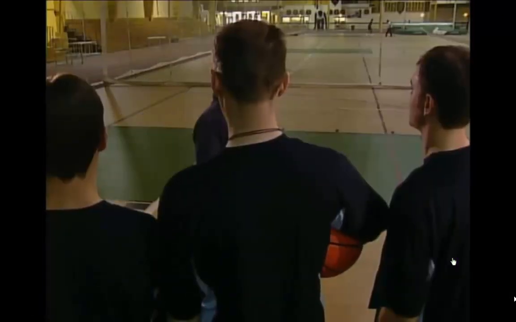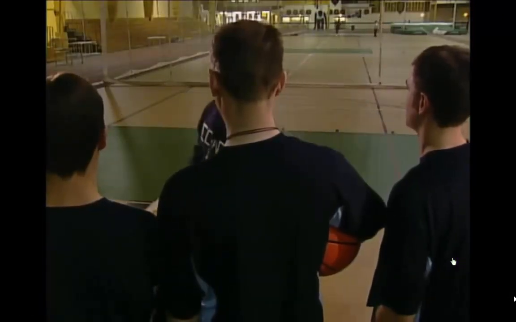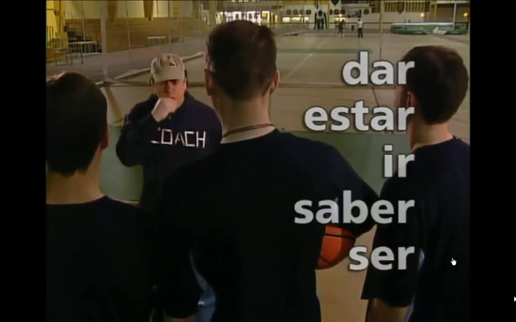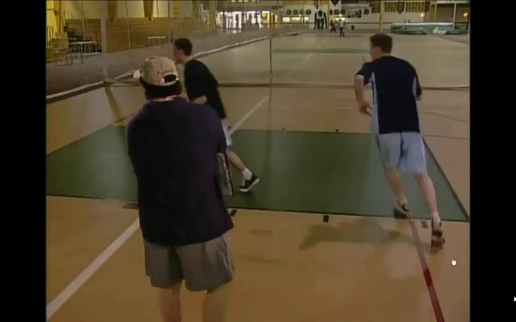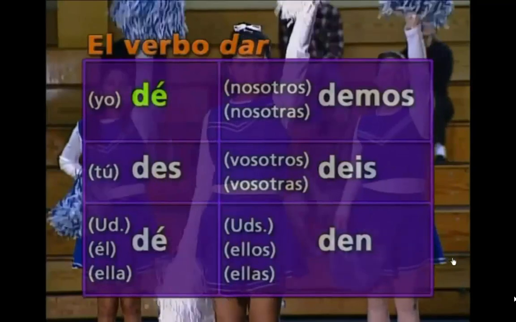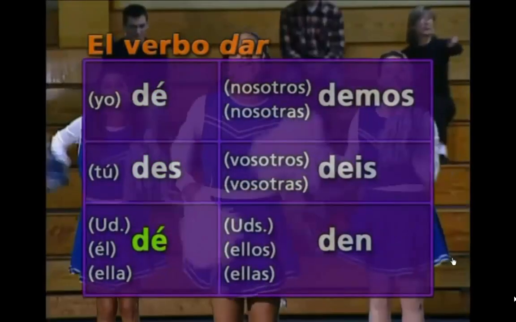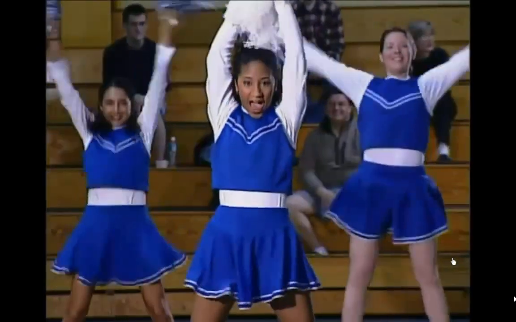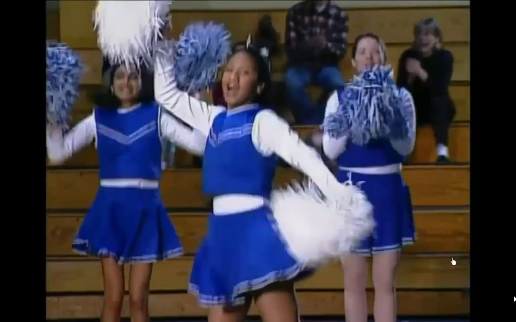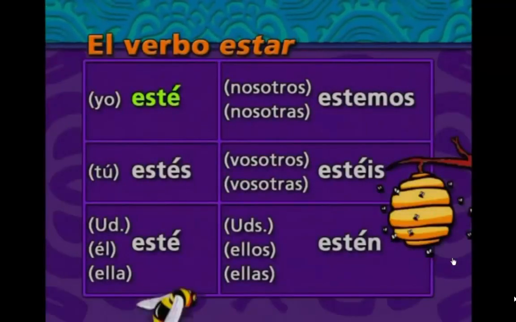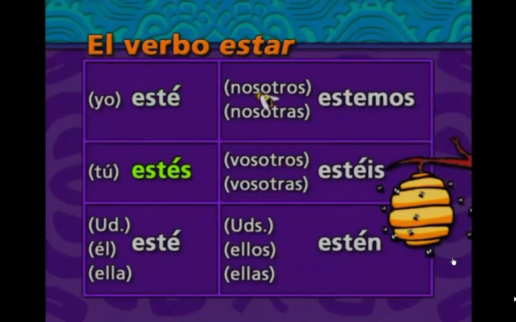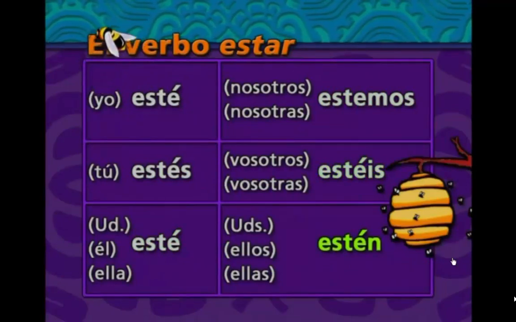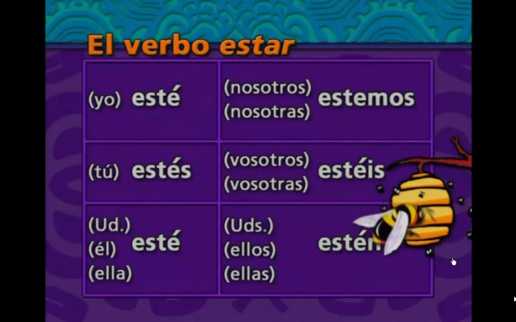Heads up, people. We have a lot of irregular subjunctive verbs to put in our playbook. I want to see dar, estar, ir, saber, and ser. Let's get moving. Dar: dé, des, dé, demos, deis, den. Quiero que me den la letra A. Estar: esté, estés, esté, estemos, estéis, estén. No quiero que esté aquí.